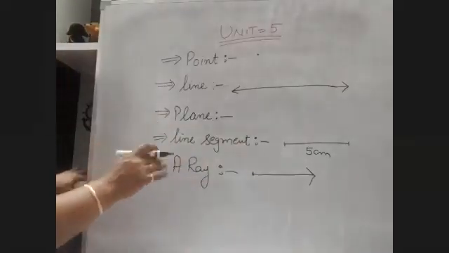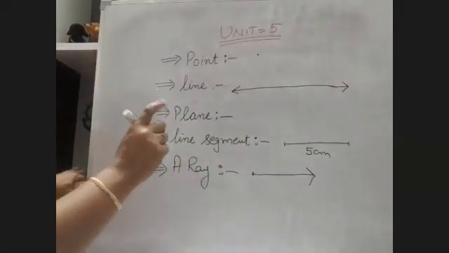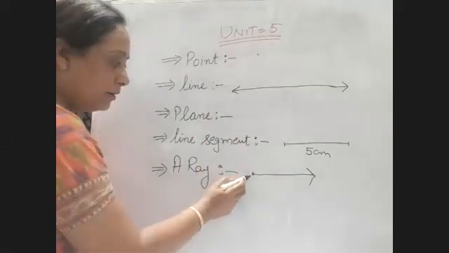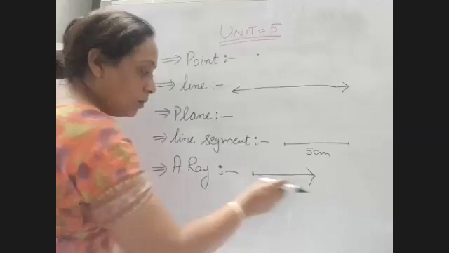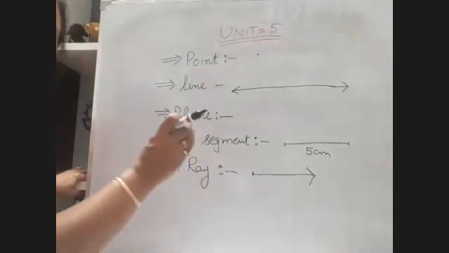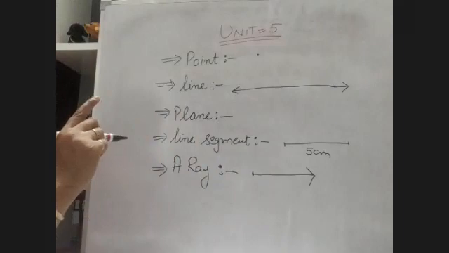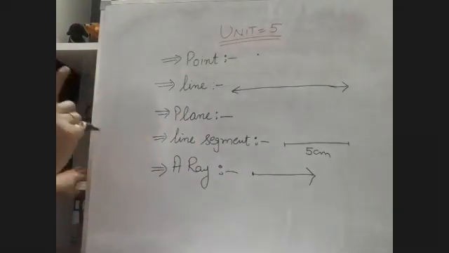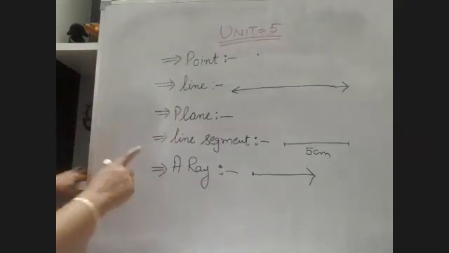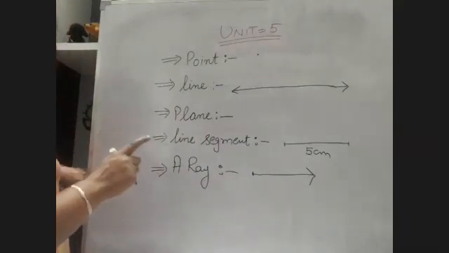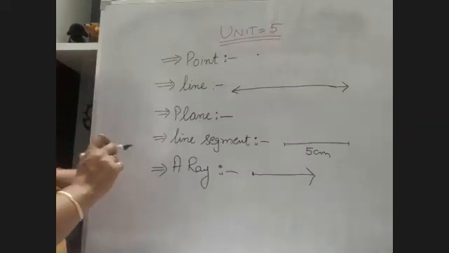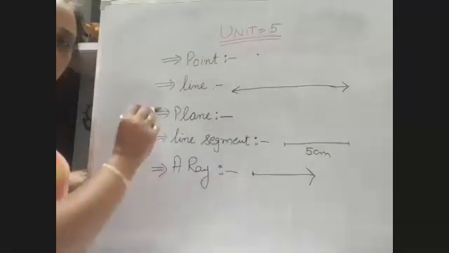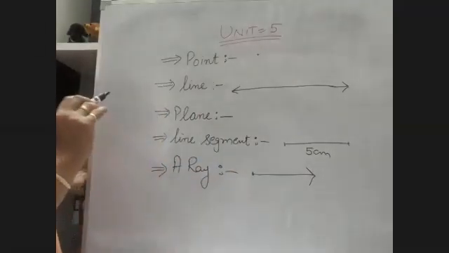A ray can be extended only in one direction. This is the initial point, and a ray doesn't have an end point. So basically, we can extend a ray only in one direction. A line can be extended in both directions. A line segment cannot be extended, but a ray is extended in one direction. Yes, students? A ray has an initial point, but it doesn't have an end point.